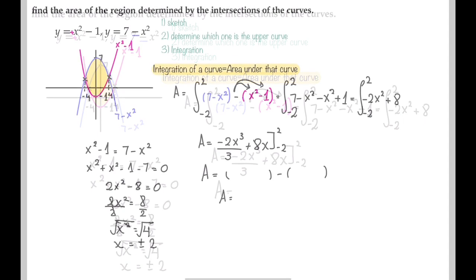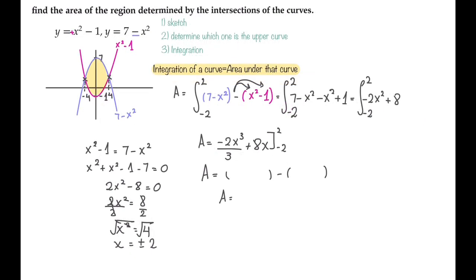So let's find the area. After doing the integration, we will substitute with 2 and -2. So here we will substitute with 2, and then minus we will substitute with -2. So this will give us 32 over 3, and then minus -32 over 3, which is equal to 64 over 3. And that's it.